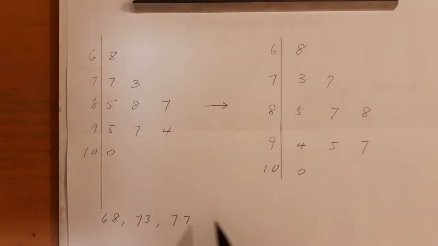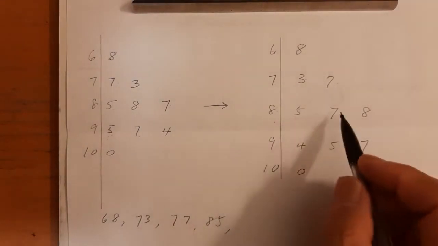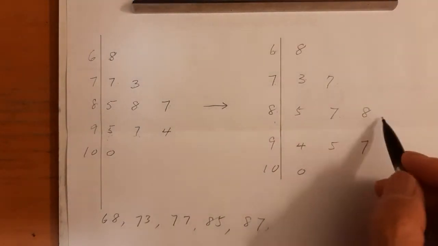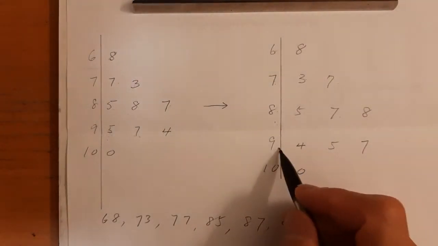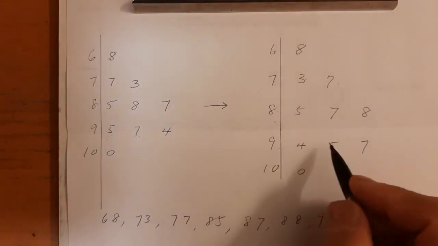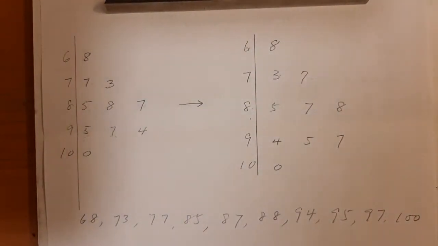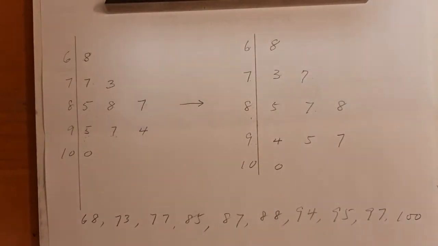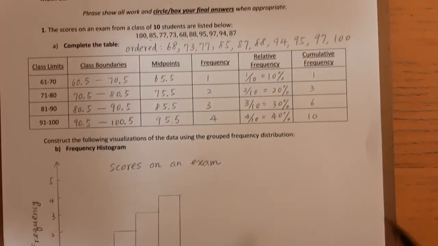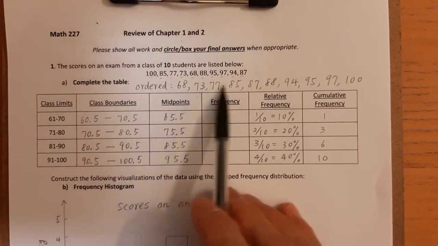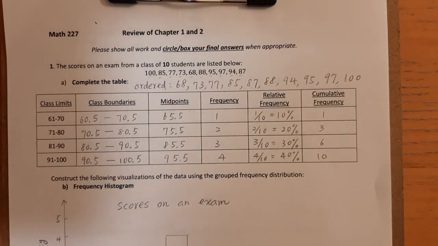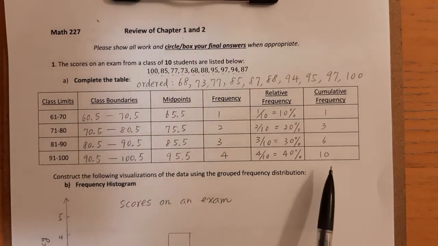Next number, 85. Then 87, 88, 94, 95, 97, then the last one, 100. Now using this stem-and-leaf plot, we can list the numbers sorted in ascending order. So I put this order over here. This is ordered. After ordering, now we can construct this table.